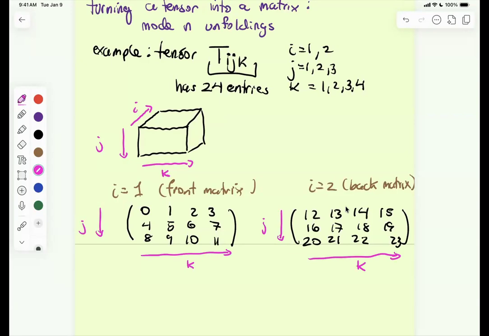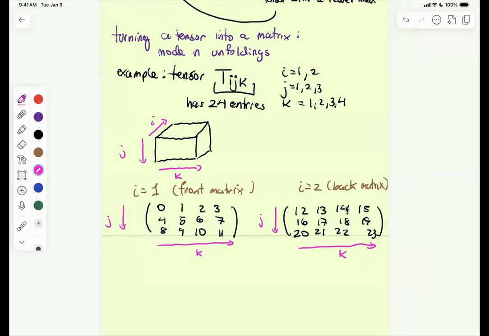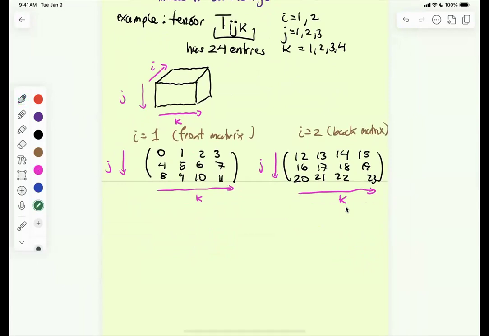Again, there are many ways to turn this into a matrix. If you think of the tensor being defined by these 24 entries, there are 3 unfoldings, that's what they're called. There are 3 unfoldings that we will use to turn it into a matrix. So I'll show you first the mode 1 unfolding. This is also the easiest to keep track of.